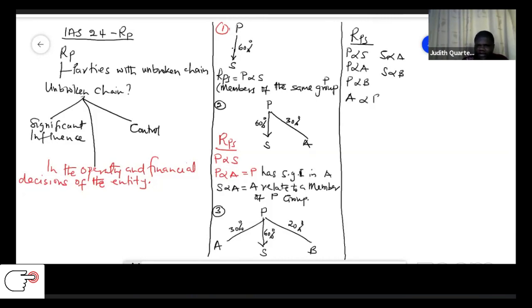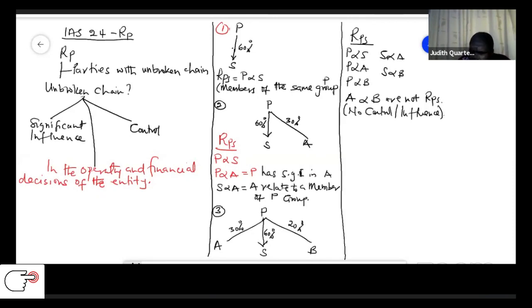A and B are not related parties. Why? Because we cannot establish any control or influence between them. Look at what is happening. A is not a member of P group. B is not a member of P group. And for that matter, P only influences A, and the same P influences B. It does not mean that A and B are related parties. P cannot use any of them to go and transact any business anywhere.